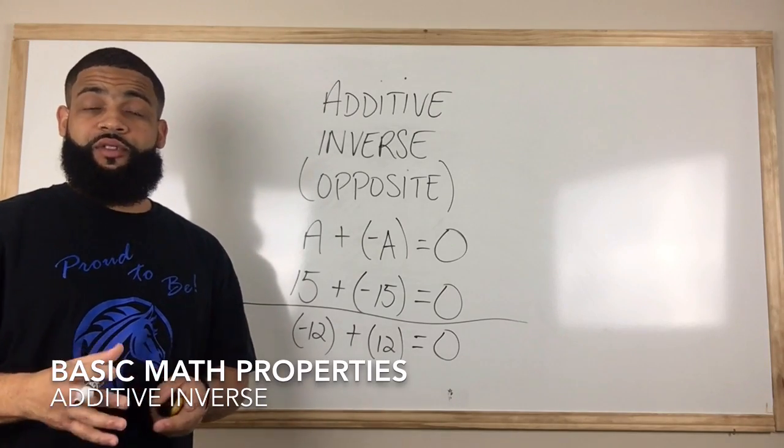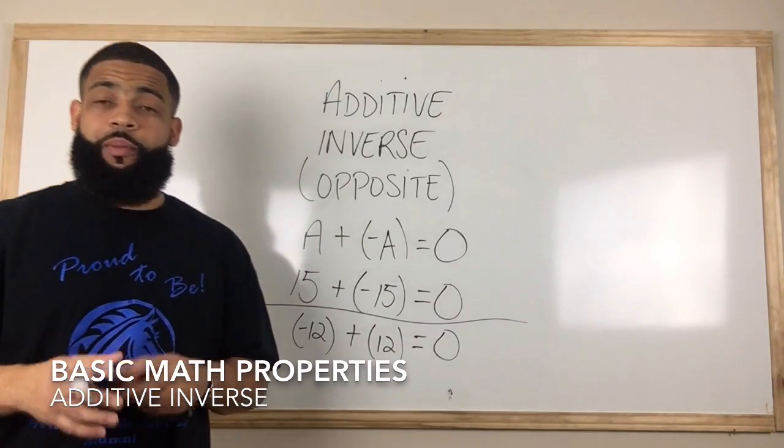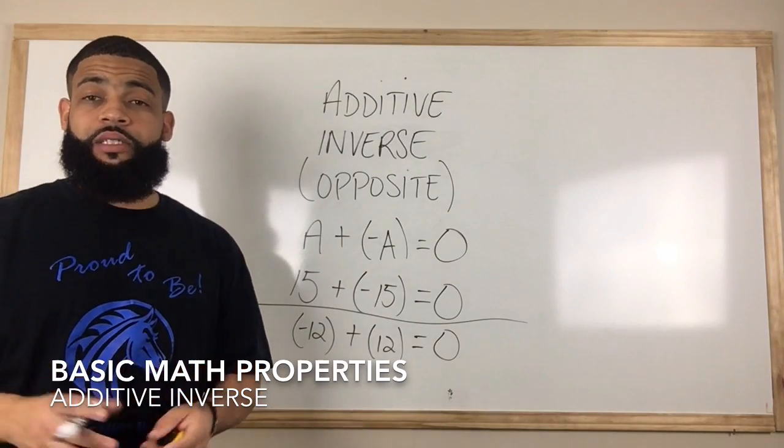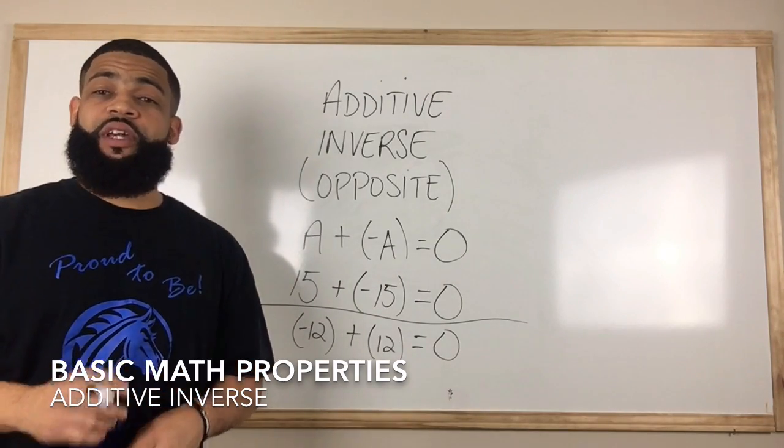The opposite of a positive number would be a negative number. The opposite of a negative number would be a positive number. So that's the additive inverse property.